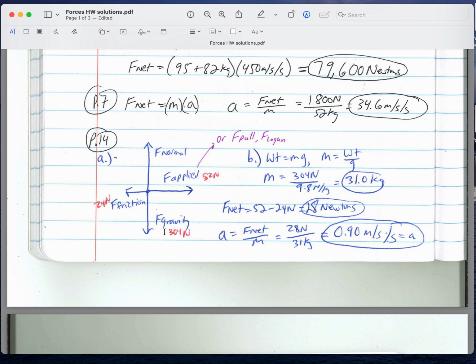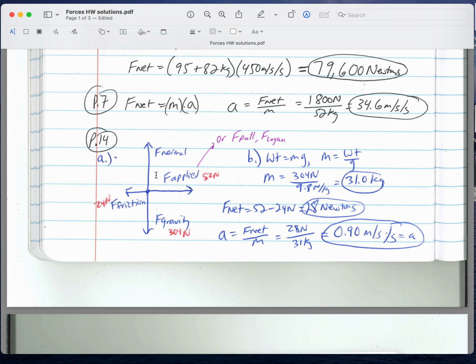So I draw the free body diagram first, and even if you're not asked to do this, it can really help you think about things. So the normal force up is going to equal the gravitational force down. That said it was 304 newtons. The applied force was what Logan's pulling with. You could call that F pull, F Logan, maybe a tension, I don't know. And then the resistive force is friction, so that's 24 newtons. You don't need to put numbers on free body diagrams. I just did that since that information was given in the problem.